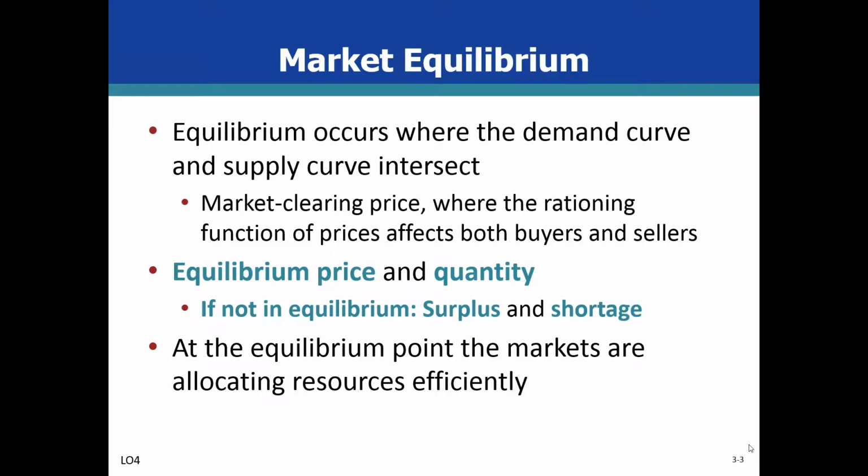What is market equilibrium? The equilibrium point occurs where demand and supply curves intersect. We will review this graphically in a few slides. This is the market clearing price, where the competitive forces establish a price and where selling and buying decisions are coordinated.